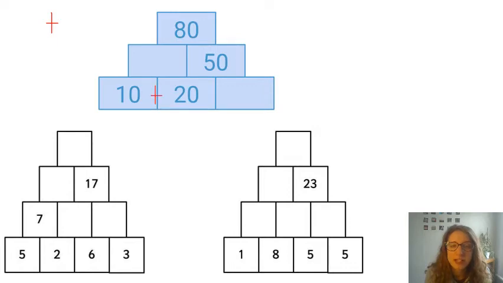So we have 10 add 20 gives me 30. So I'm going to put 30 in the brick above that overlaps them both. Okay, and then I can see that 30 add 50 makes 80. But I have an empty one here. So I've got 20 add something equals 50. I could use the inverse to help me here as well. I could do 50 take away 20, and both of those will give me the answer of 30.